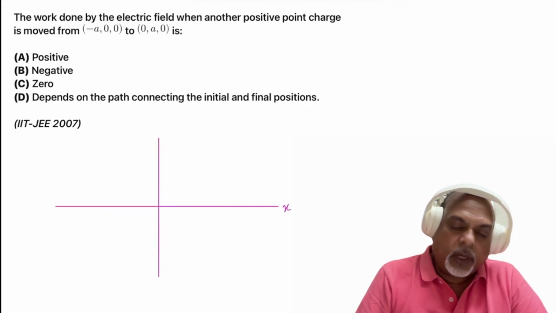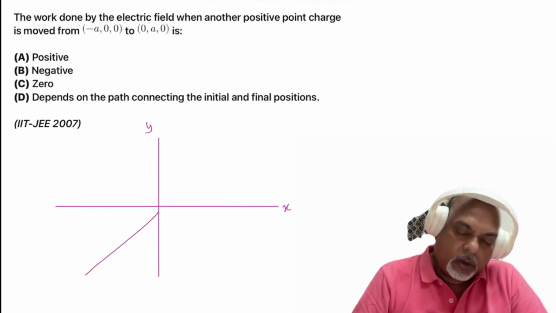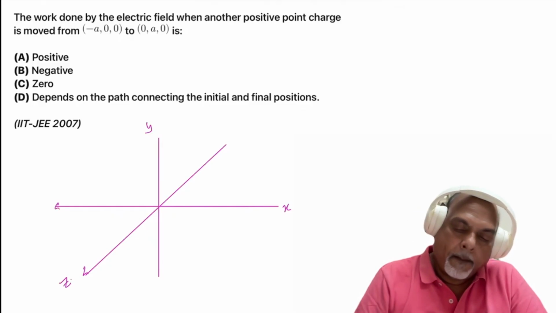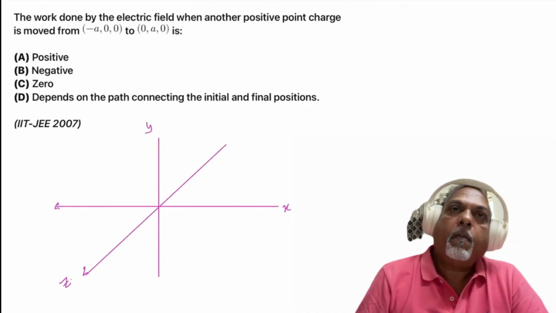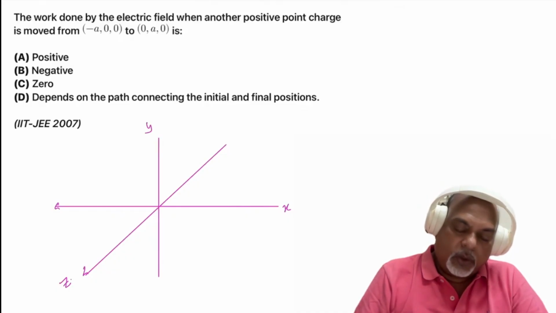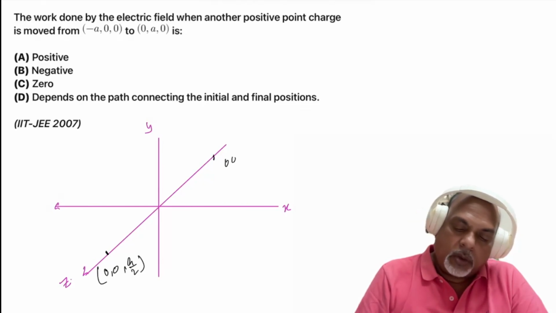So this is your x-axis, this is your y-axis, and this is your z-axis. Now, positive charges are kept at (0, 0, a/2). This will be your (0, 0, a/2), and this will be your (0, 0, -a/2).